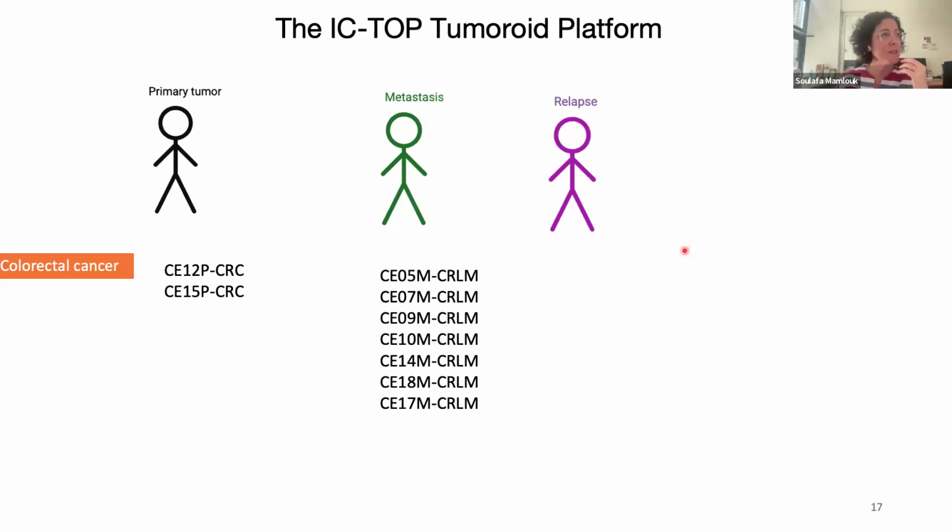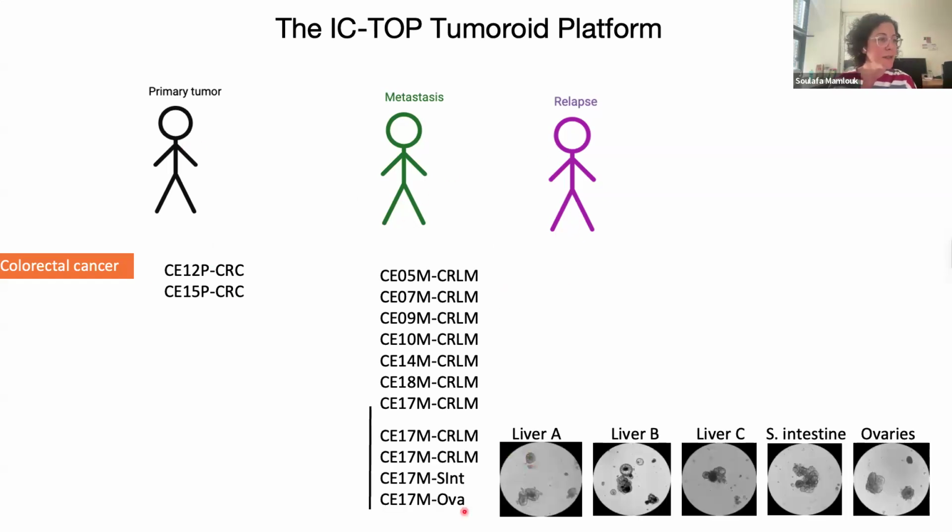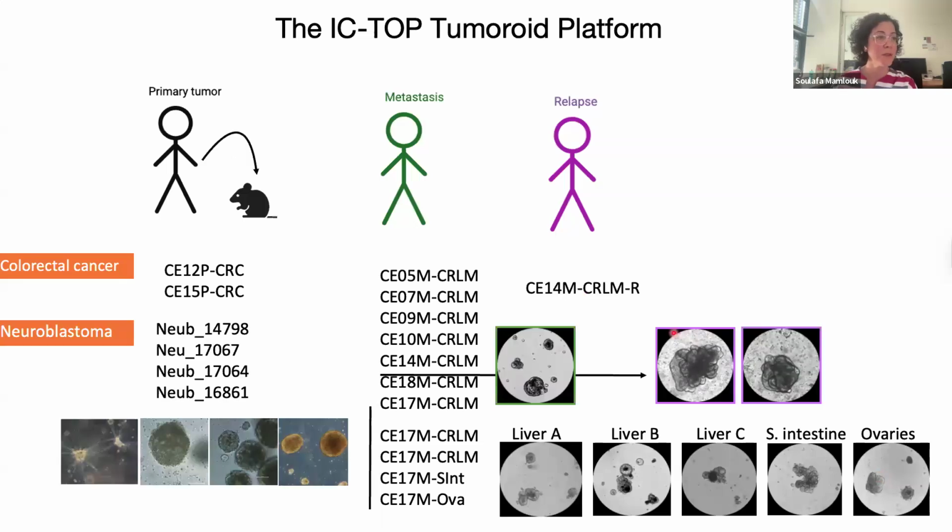So that's colorectal cancer, and that's our platform. We have primary and metastatic samples. We have interesting scenarios where this one patient, 17, has multiple metastases in one surgery, from the liver, but also from the small intestines and the ovaries. And they all grow. We have them all as organoid lines, and they all grow. They look very different, and we're looking at what that means in terms of response to treatment.